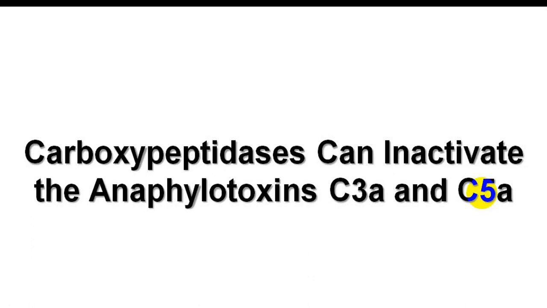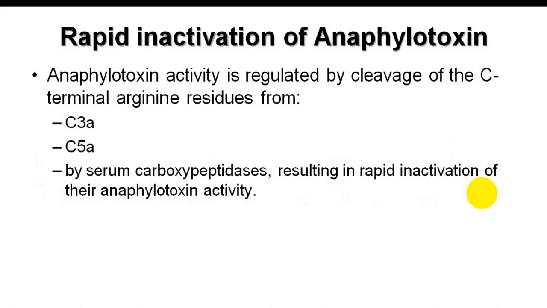So these anaphylotoxins promote inflammation. So carboxypeptidases can inactivate these anaphylotoxins. Anaphylotoxins are inactivated, no inflammatory reaction, and the complement system is prevented from doing catastrophic damage. So how is it done? Rapid inactivation of anaphylotoxin. This is regulated by cleavage of the C terminus of arginine residues from C3a from C3 convertase activity and C5a from C5 convertase activity. This is done by serum carboxypeptidase, and this results in rapid inactivation of anaphylotoxin activity. By rapid inactivation of anaphylotoxin activity, the potent inflammatory reaction is prevented from happening on the host cell.